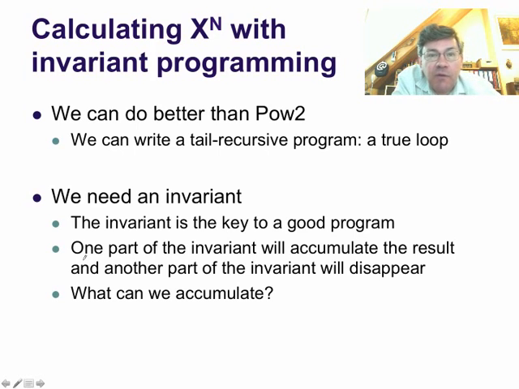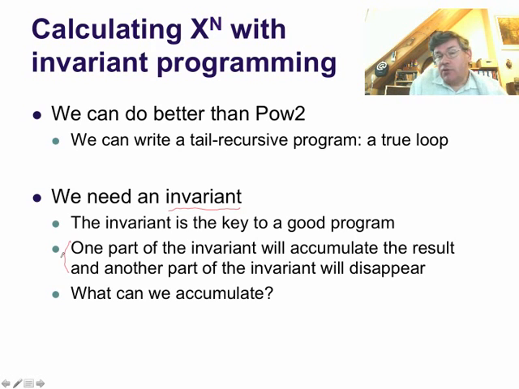How do we make it so that it's a true loop? In order to do that, we need an invariant. How can we calculate an invariant? Find an invariant in this case. We need an invariant where the result appears in part of it as an accumulator. What can we accumulate? What do you think?